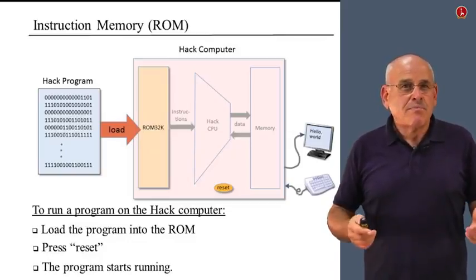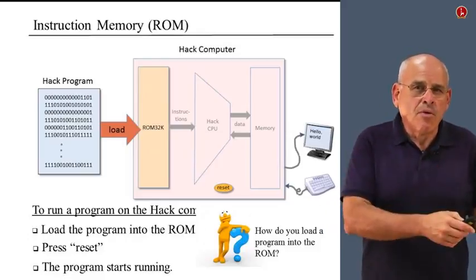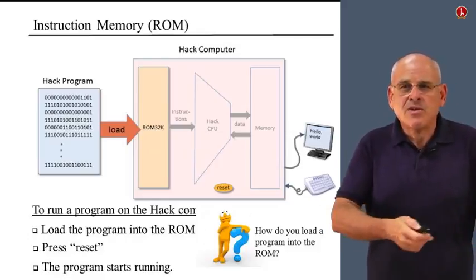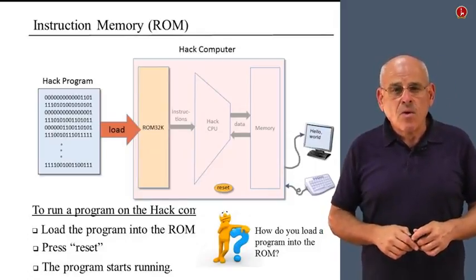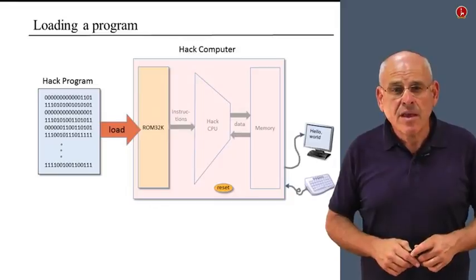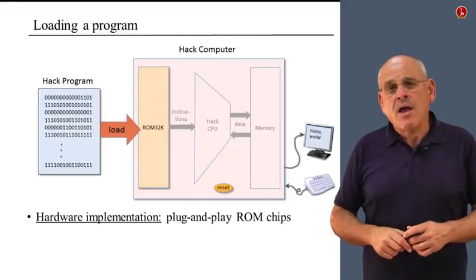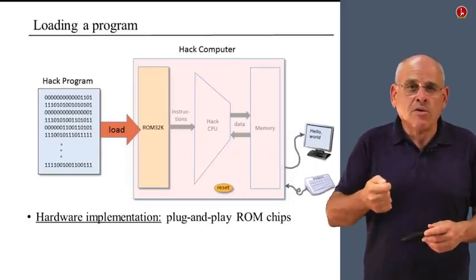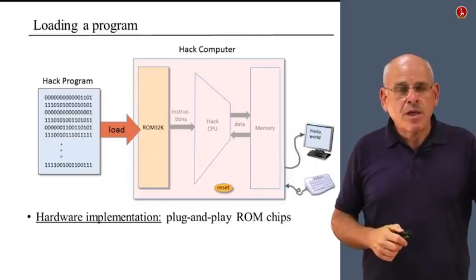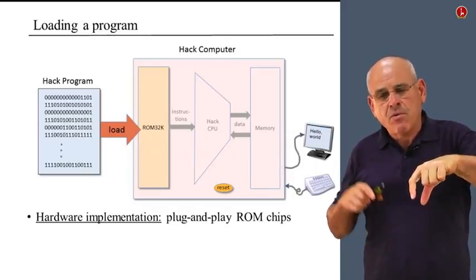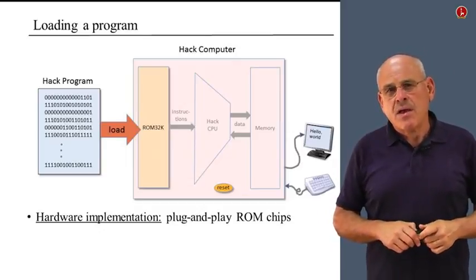Now, I'm sure that many of you are scratching your head and saying, well, how do you actually get a program which resides on a piece of paper or in some text file and put it inside the computer? Well, it turns out that there are several ways to do it. One of them is to use plug-and-play ROM chips. So we burn our code, the machine instruction code, into a ROM chip. We take this chip, we plug it into the computer, we press the reset button, and the computer will start executing this particular program.